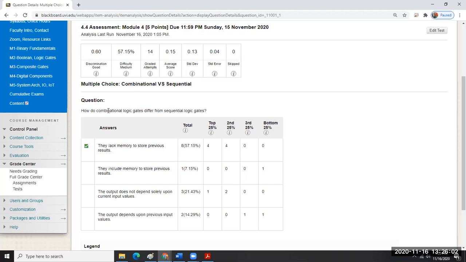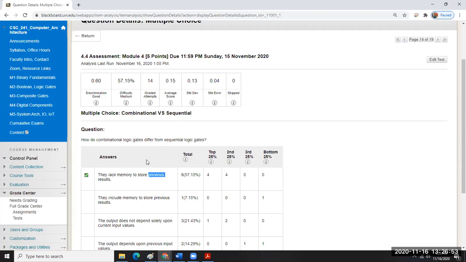But the question here reads, how do combinational logic gates differ from sequential logic gates? So the focus is the combinational logic gate, right? And that's a false statement because of the word not. Does that help explain? Yeah, it does. Okay. So just remember, sequential does not depend solely upon the current input values because there's memory. They can remember previous values. Combinational, they don't have any memory component. There is no memory register, which precludes or prevents their ability to store any previous results, right? They lack the memory to store the previous results. Any other questions about this item?